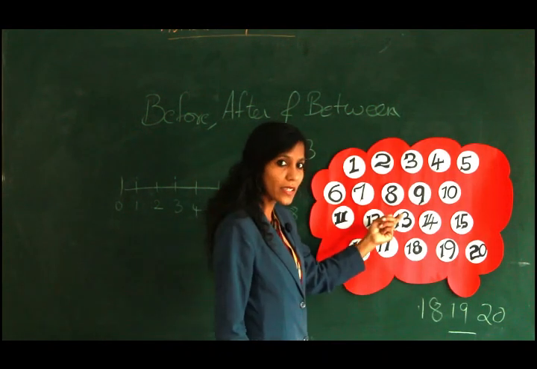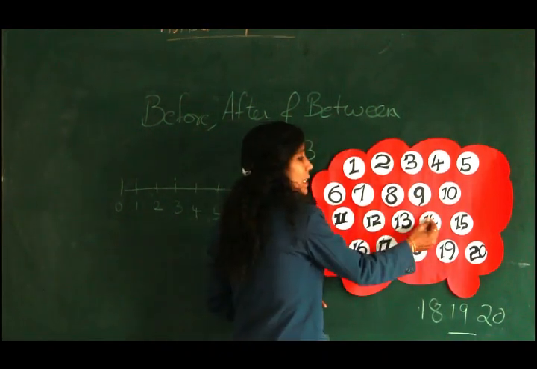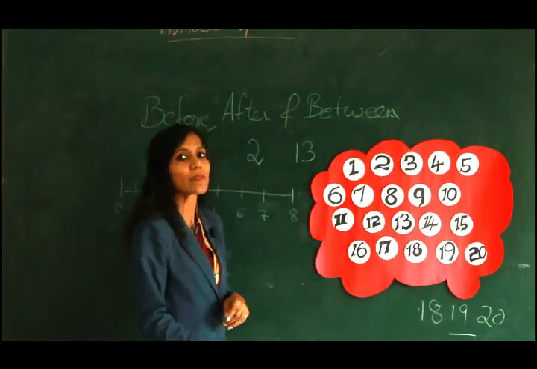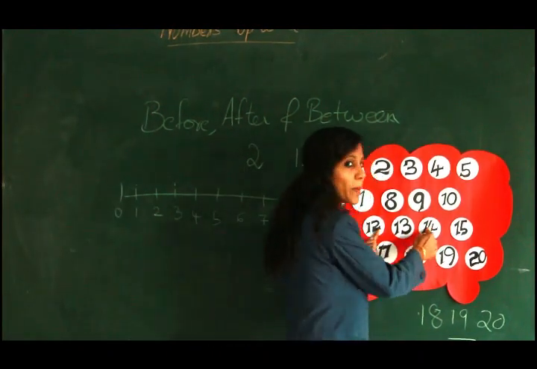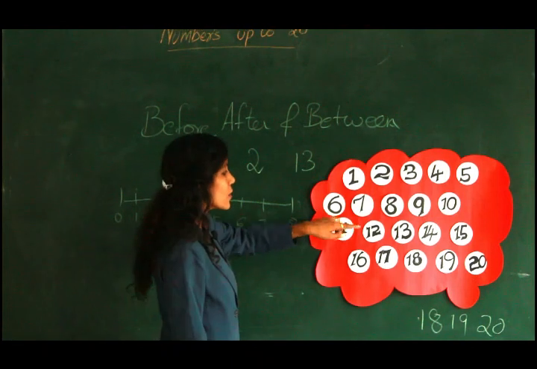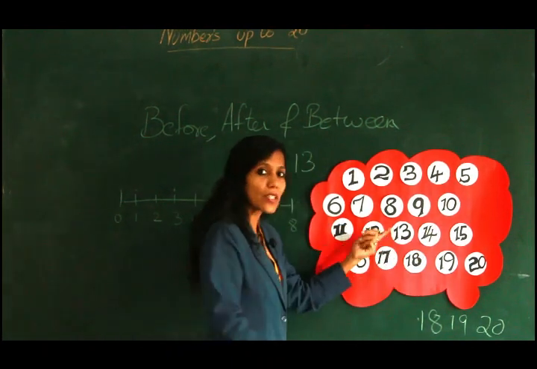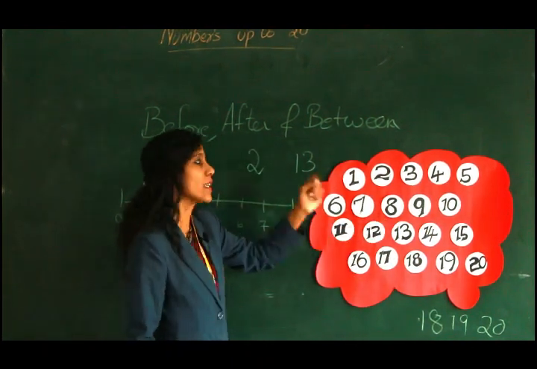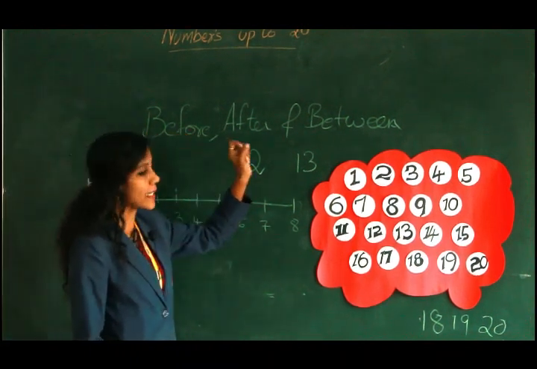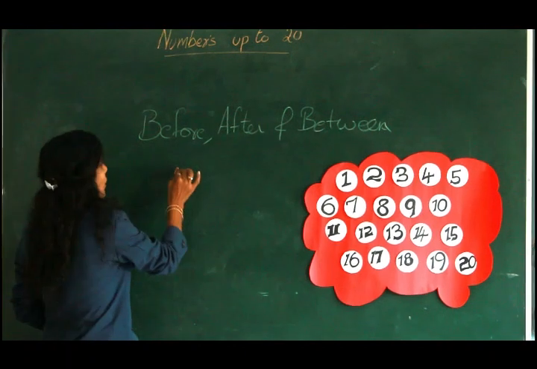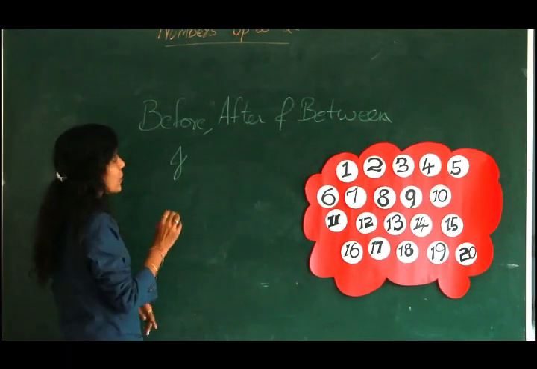So if I take 13, the number just after 13 is 14. And between numbers, the number coming between two given numbers. So between 12 and 14, the number is 13. So here we finish the concept of before, after and between. Now let us solve a few sums related to the same.